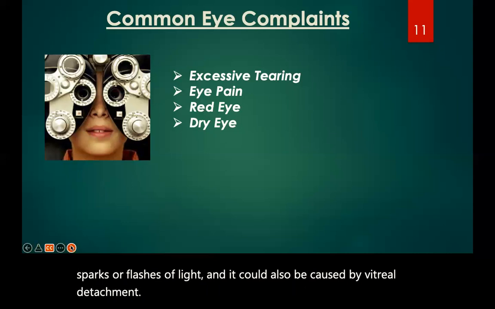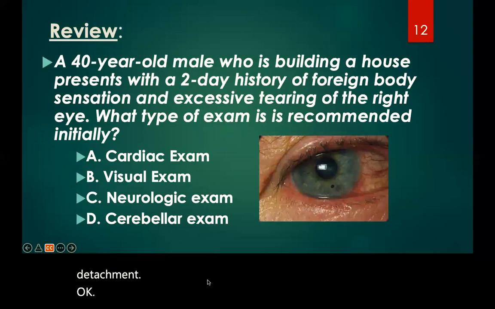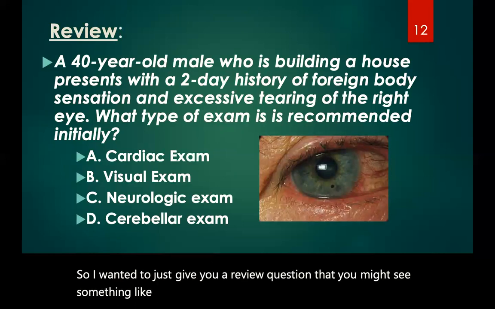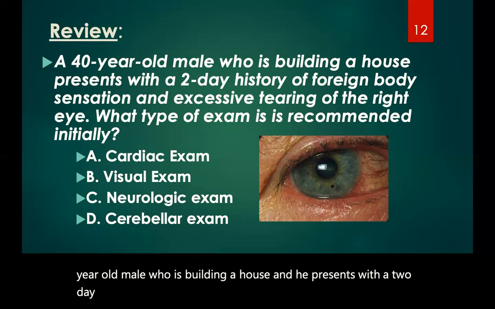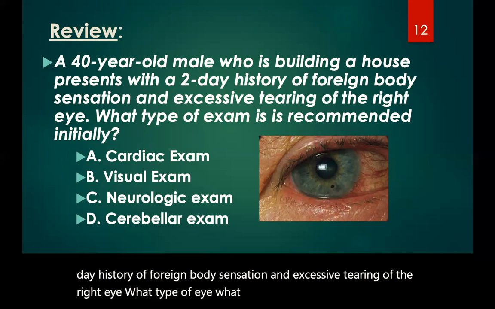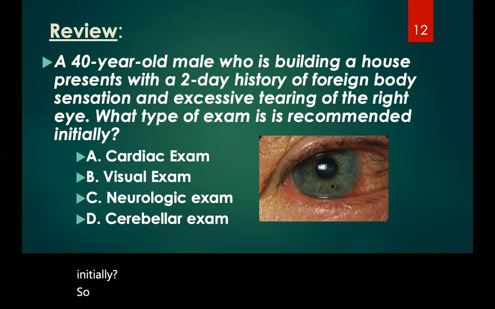Okay. So I wanted to just give you a review question that you might see. Something like this would be on the boards. So here we have a 40-year-old male who is building a house, and he presents with a 2-day history of foreign body sensation and excessive tearing of the right eye. What type of exam is recommended initially? So A, cardiac exam, B, visual exam, C, neurologic exam, or D, cerebellar exam.